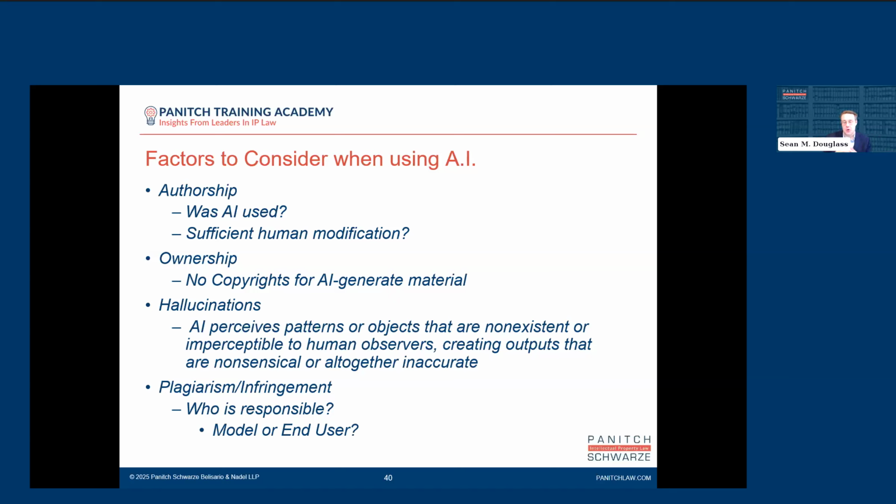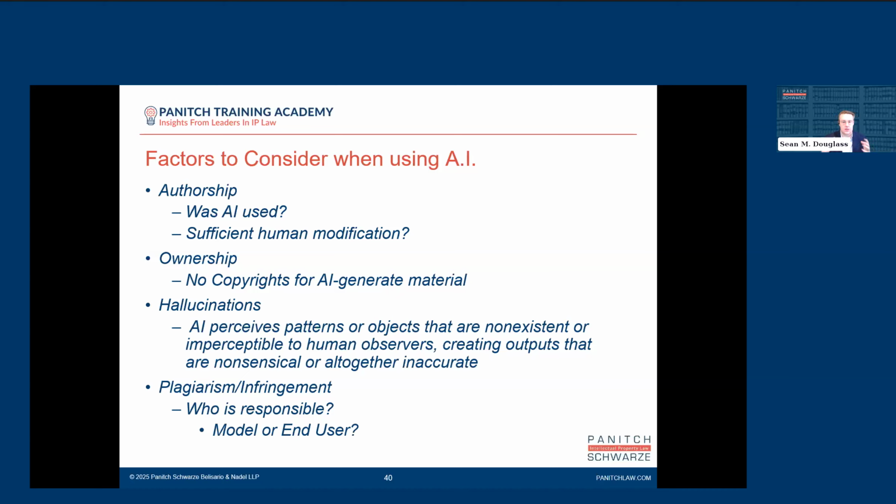We've all heard of the case, I believe it was in Texas, where a lawyer asked ChatGPT to generate a brief for them, and it just made up case law. He submitted that brief and was caught. That would be a type of hallucination. The made-up case law that the AI model generated would be a hallucination. Hallucination is when AI perceives patterns or objects that are non-existent or imperceptible to human observers, creating nonsensical or inaccurate outputs. So we must be aware that that happens when we use these models.